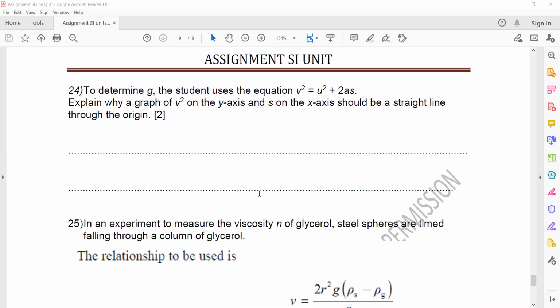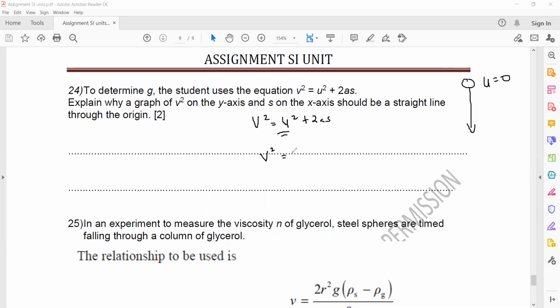line through the origin. So why should this graph be a straight line, first thing, and then the second thing, it should start from the origin. The reason for that: you have this equation v square is equal to u square plus 2as. Whenever an object is dropped, what is its initial velocity? So u will be equal to 0. So in this equation, u will be equal to 0, the initial velocity.